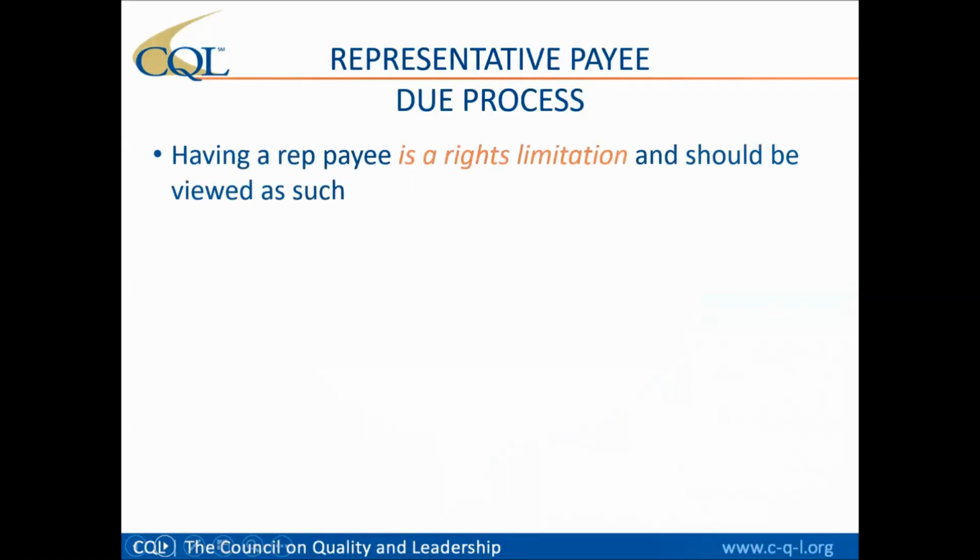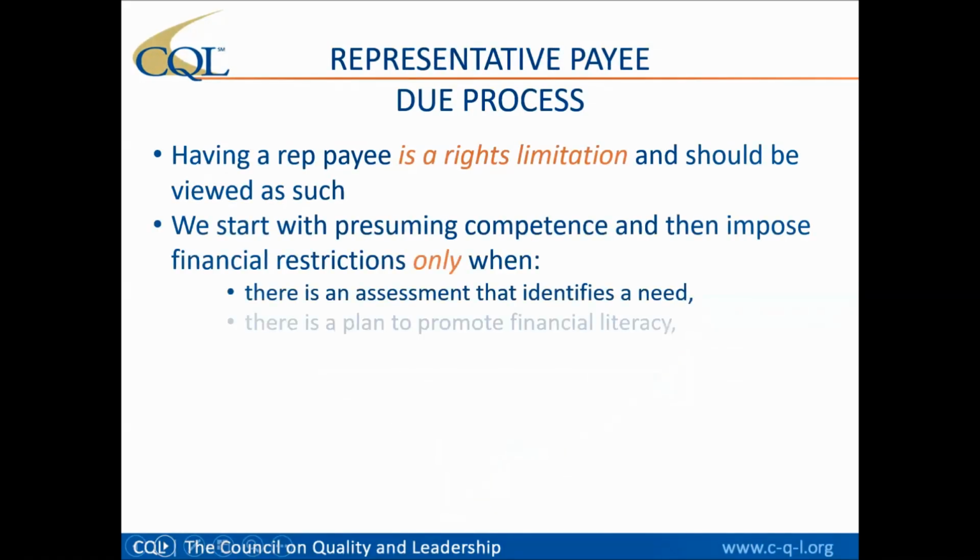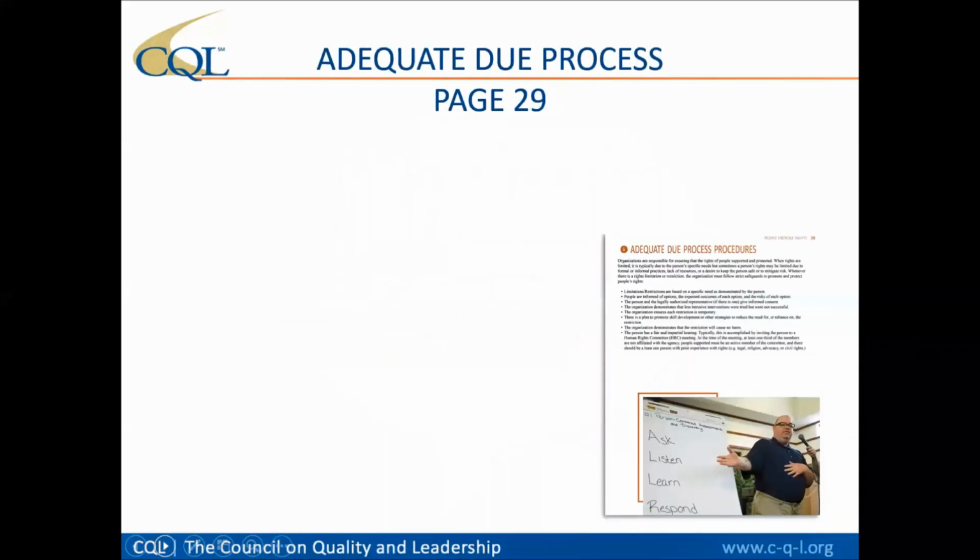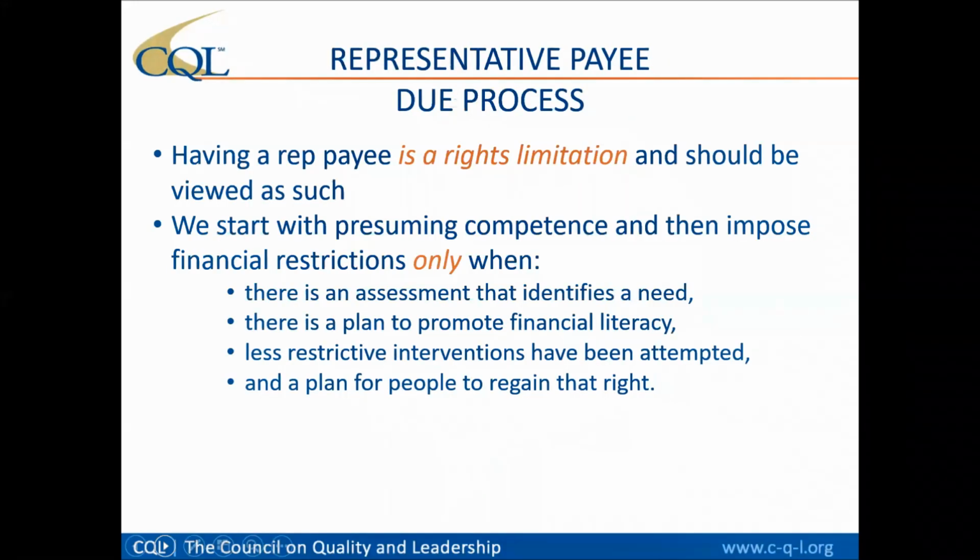So let's talk for a minute about the due process when it comes to representative payee. Having a representative payee is a rights limitation and should be viewed as such. The reason for that is because when a person has a representative payee, that rep payee is responsible for that person's funds, and the person may not be able to access those funds to spend in a way that he or she wants to spend them. So we do look at it as a rights limitation.